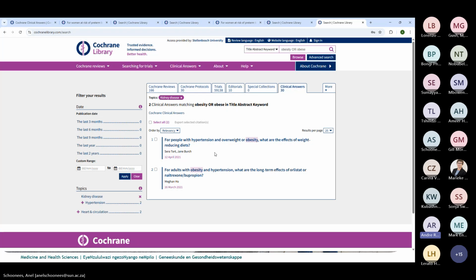Sorry, I was just wondering about the second question about the investigations. If this is the right platform to inquire for what's an appropriate investigation for a patient. Thanks. So that speaks to diagnostic test accuracy questions, right?